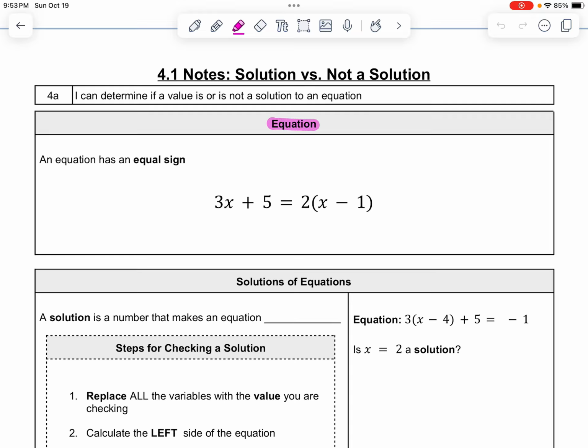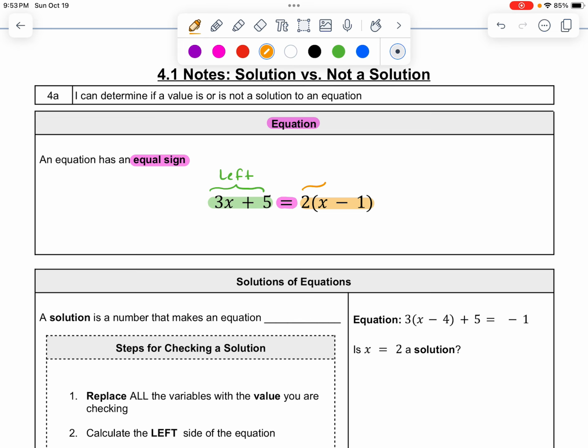An equation must always have an equal sign. This right here is an equation because, as you can see, we have an equal sign in the middle. Now, an equation has two sides. There is the left side of the equation, and there is the right side of the equation. And those two sides are separated by the equal sign.